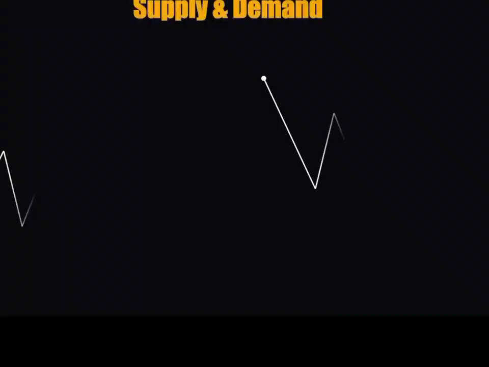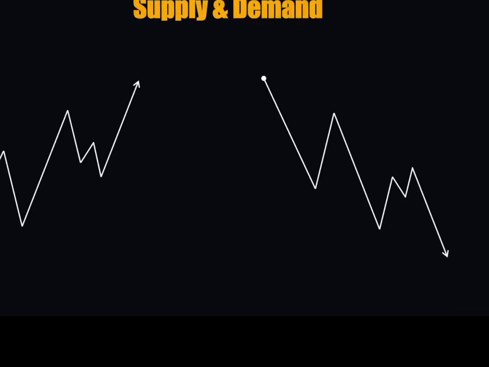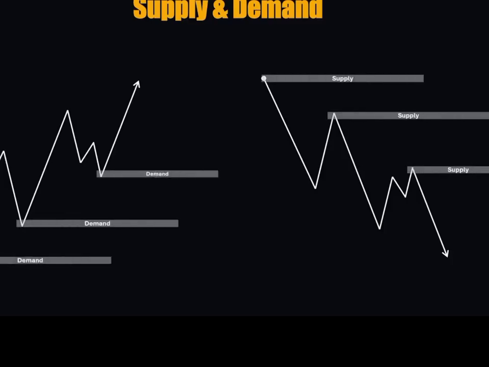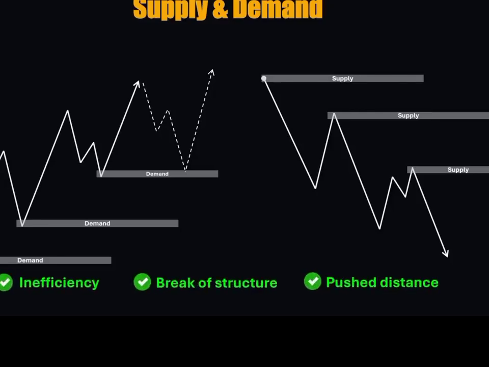Supply and demand zones are areas on the chart where traders have entered the market with enough volume to cause the price to move sharply away from that level. Normally, we mark the beginning of this sharp move as the supply or demand area and expect the price to reject this zone when it revisits it, due to the behavior of market participants. However, there are several key factors to consider when identifying valid supply and demand zones for trading: inefficiency, break of structure, and push distance. Each of these serves as an important clue in confirming the strength and reliability of the zone.